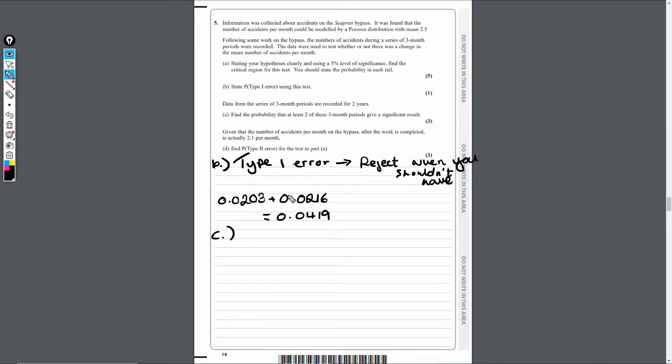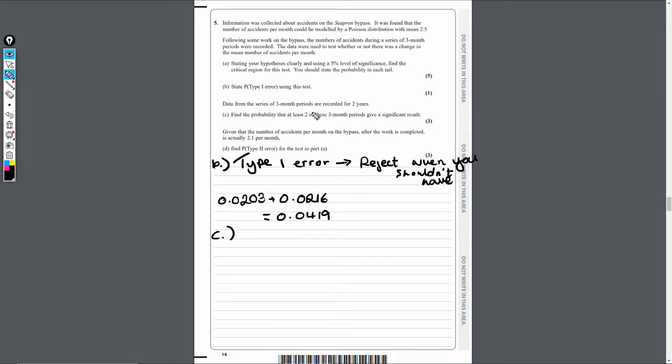Well, what it's saying now is that the data from the series of 3-month periods are recorded for 2 years. And we have to find the probability that at least 2 of these 3-month periods give a significant result. So, how do we do this? Well, this is similar to question 2 we did for this paper with the Poisson distribution again, where we're taking it in terms of a period now.